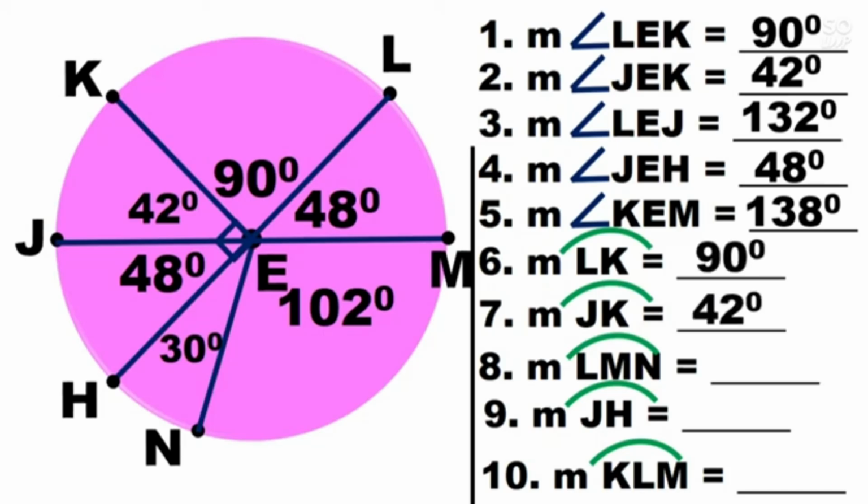Arc JK is 42 degrees. Arc LMN is 150 degrees. Okay, pinagsama yung arc ng LM at arc ng MN, which is 48 degrees plus 102 degrees, which is 150 degrees. Next, arc JH, the answer is 48 degrees. And arc KLM is 138 degrees. Okay? So, pinagsama natin yung 90 degrees at 48 degrees. So, that's why we have 138 degrees.